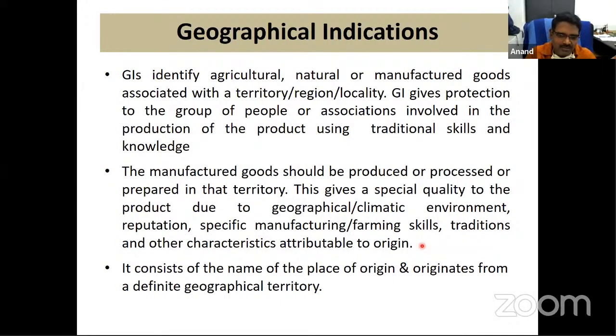We all know, we all come from different places. We see that our geographic, climatic conditions are unique, and certain food that is native to each of our places has a certain aroma or taste. So it is very good that we have these GI tags attached to the products. It consists of the name of the place of origin and originates from a definite geographical territory.